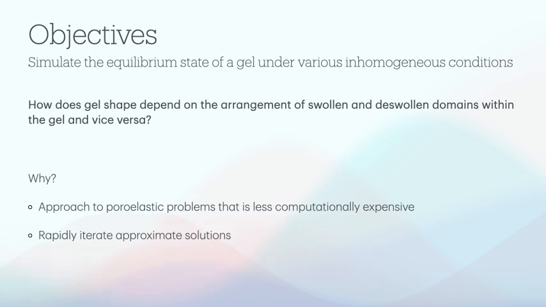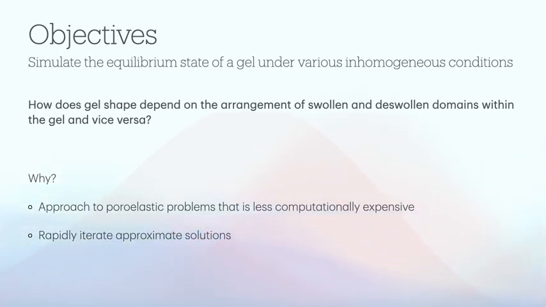So, the objective of this project is to simulate the equilibrium state of a polymer gel under various inhomogeneous conditions, since we want to answer the question, how does gel shape depend on the arrangement of swollen and deswollen domains within the gel and vice versa? Before describing our procedure, let me explain why we have chosen the method that follows.